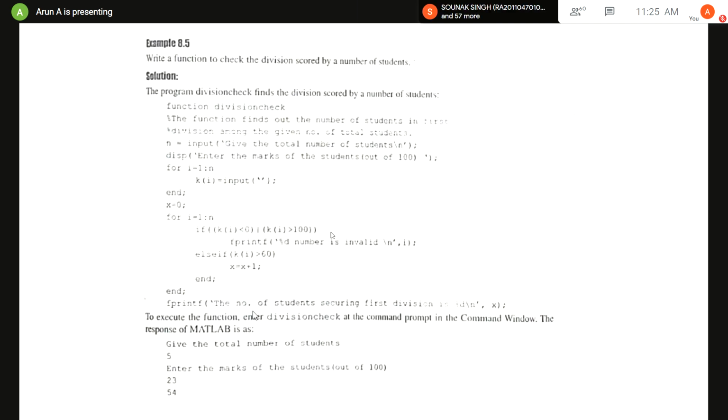And the next one is: write a function to check the division scored by number of students. You can set your values; the values are not being mentioned. You can set your values in the program. So this is about checking the division scored by number of students. This is one important thing, because this is all using a primary function and using a sub function.